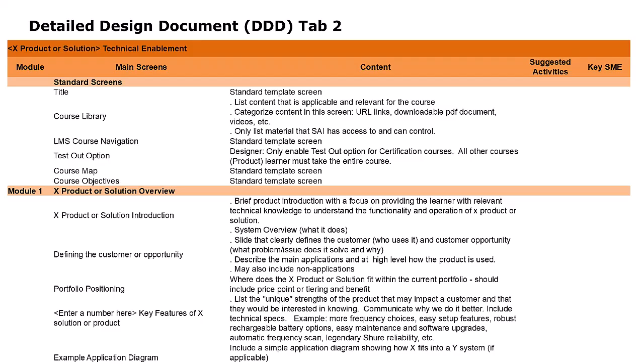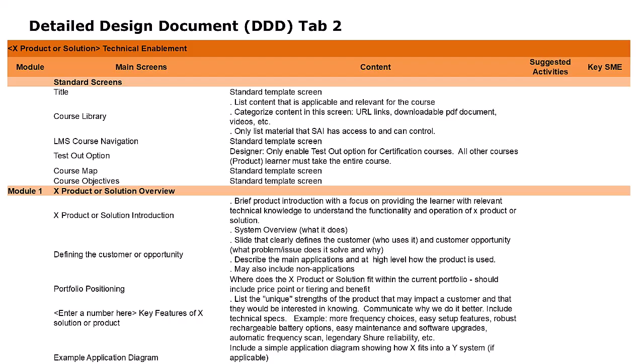As far as product or solution overview, you want to introduce the product. You want to keep it high level. And so you'll go through a product or solution introduction. So you're going to talk about the product itself. You might want to do some, just basically what it is. You're going to define the customer or opportunity. So this is why we have the product, and what is it going to meet for the customer? What's it going to do for the customer?